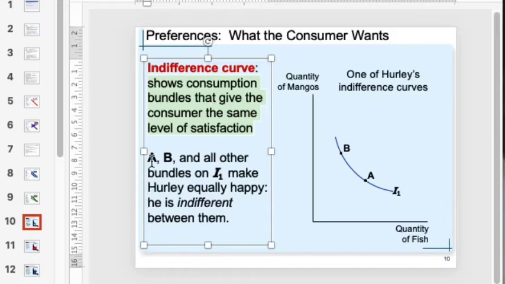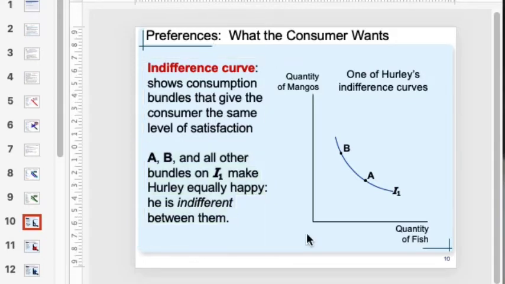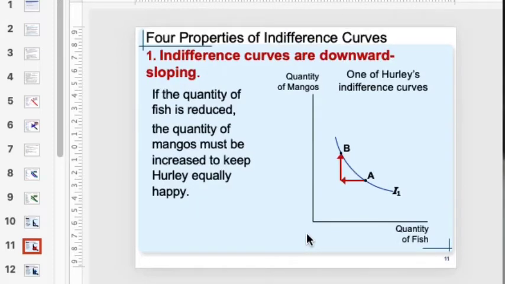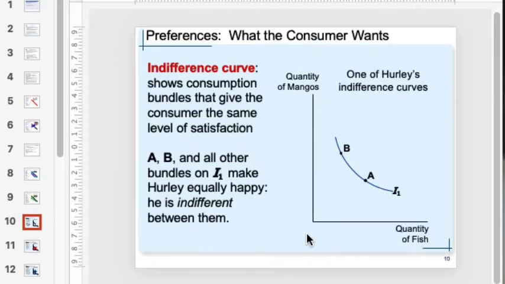So A and B and all the bundles on this indifference curve represented by I1 make Hurley equally happy. He's indifferent between them. So this is going to be telling you the happiness level of the consumer, right? Now there are some properties of the indifference curve that we need to talk about. Then we'll bring it back down to the budget constraint and see how the consumer decides to consume stuff.